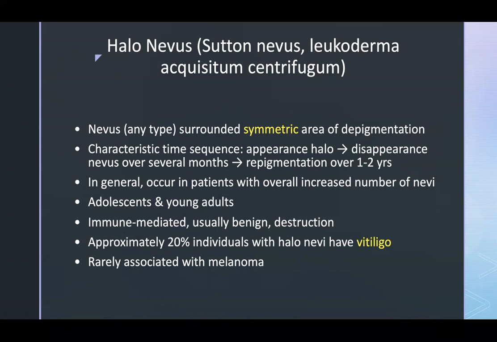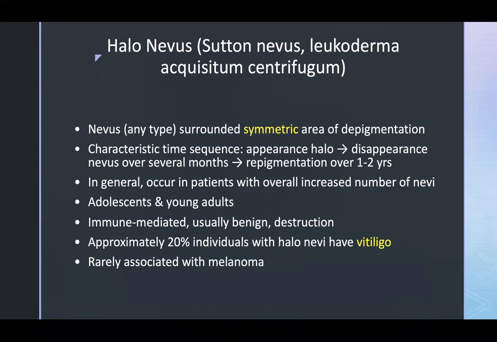There's a characteristic time sequence. First you have the appearance of the halo, and then you have a disappearance of the nevus over several months, and then repigmentation of the nevus 1 to 2 years later. In general, these occur in patients with an overall increased number of nevi. They can occur in adolescents and young adults.